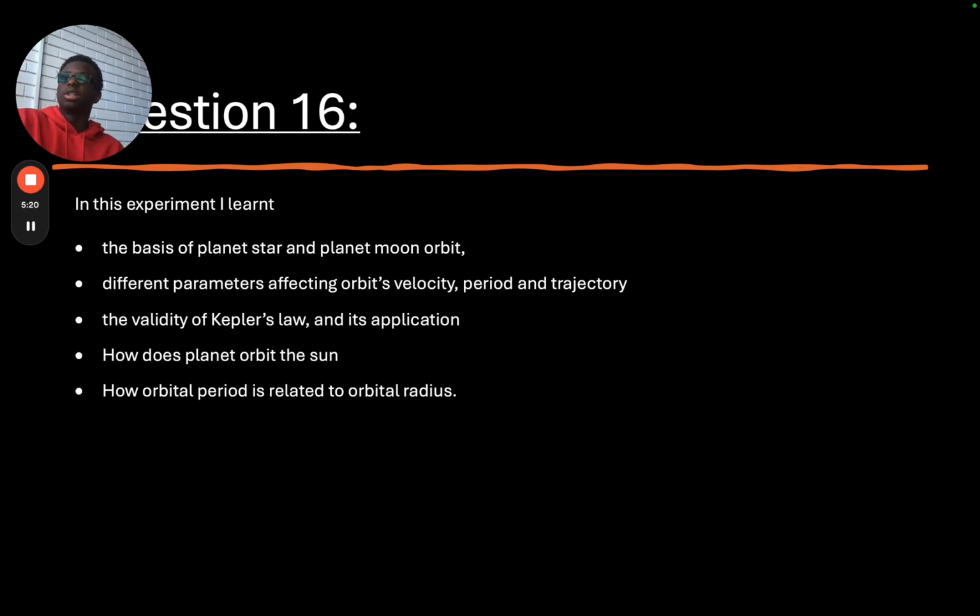In this experiment, I have learned the basis of planet, star, and planet-moon system orbits, different parameters affecting an orbit's velocity, period, and trajectory, and the validity of Kepler's law and its applications. How does a planet orbit the sun, and how does orbital period relate to orbital radius?